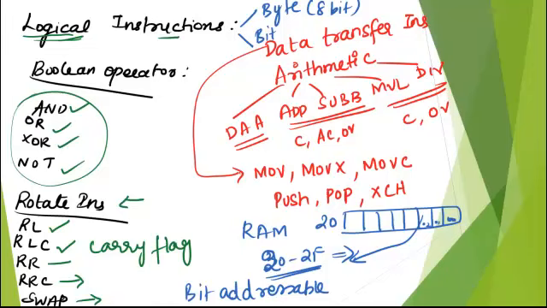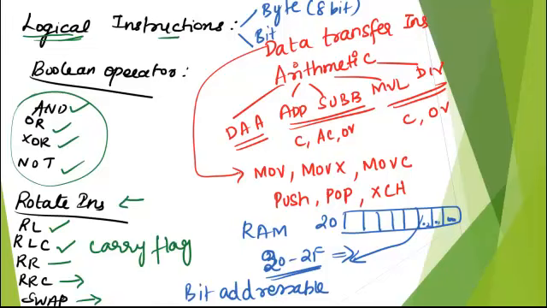RL stands for rotate left, and RLC stands for rotate left through carry. RR stands for rotate right, and RRC stands for rotate right through carry. SWAP swaps the lower nibble and the higher nibble of the accumulator, because the swap instruction is always associated with the accumulator, the default register. So this is about your logical instructions.